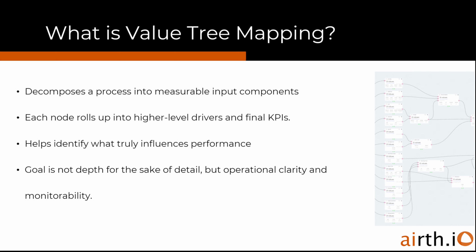What makes VTM powerful is that each relationship is transparent. You always see how a low-level input like fuel cost propagates upward into a higher-level KPI. This brings three main benefits. 1. Clarity. Everyone in the team can see how their area of responsibility affects the bigger picture. 2. Traceability. If performance changes, you can trace back exactly which input caused it. 3. Scalability. You can start simple and expand into more detail as your data and operational understanding improve.